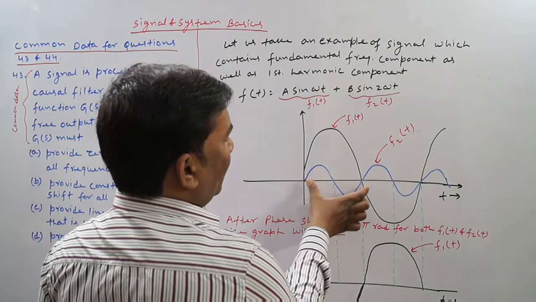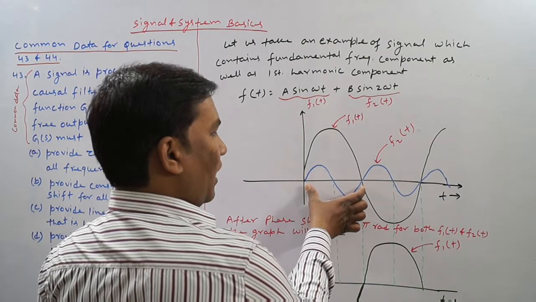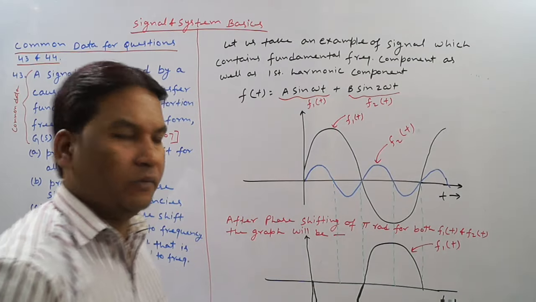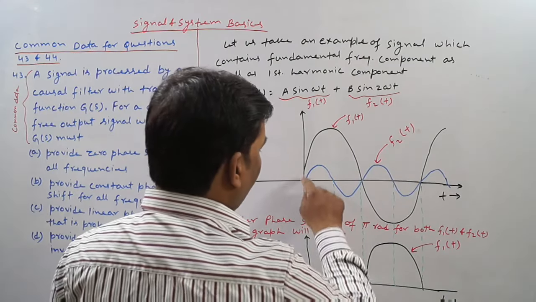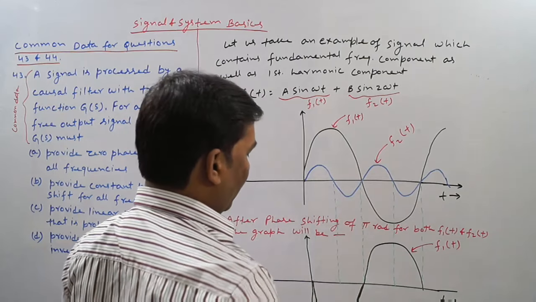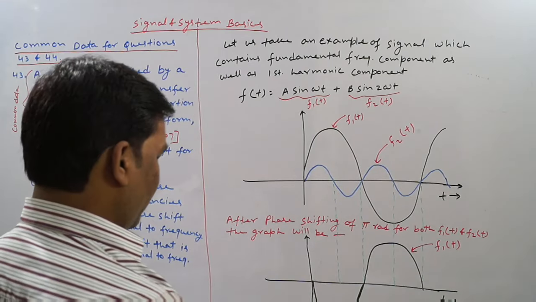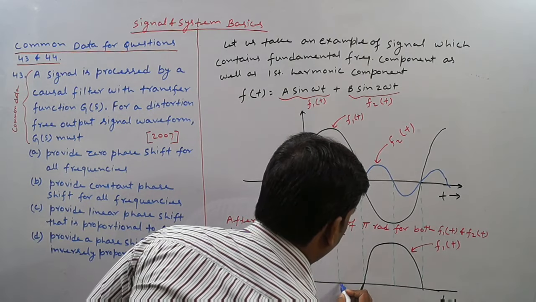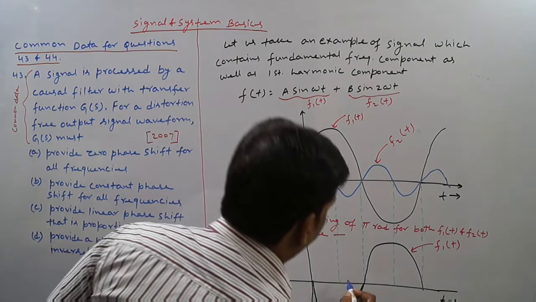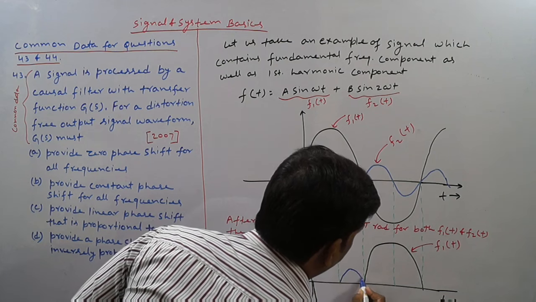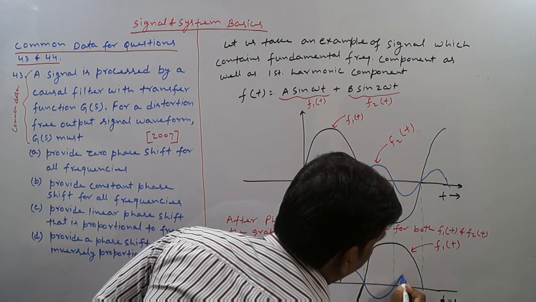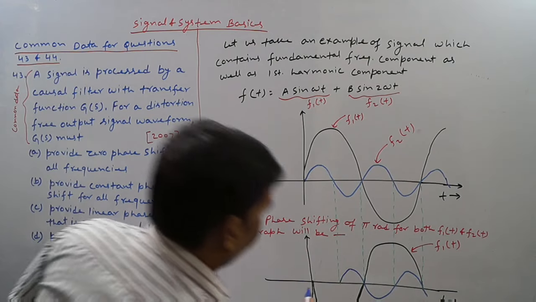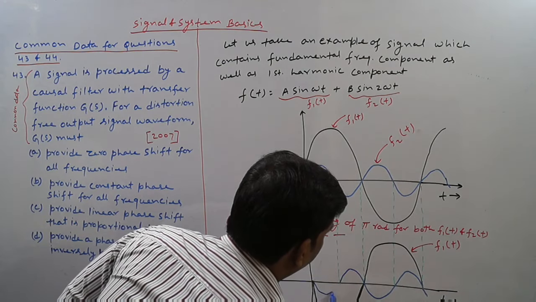180 degrees for F1t is this much in the time domain, and 180 degrees for F2t is just half. So this part will move here. Now if we draw the graph, let me draw it in blue. It will be like this. Now we can clearly see it.